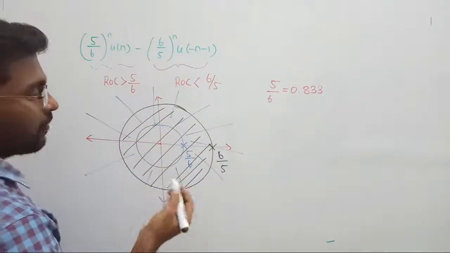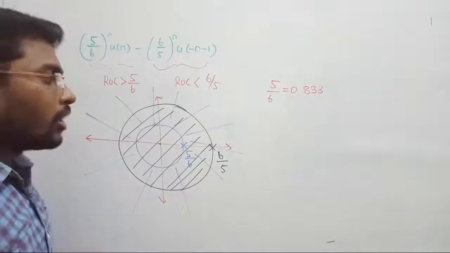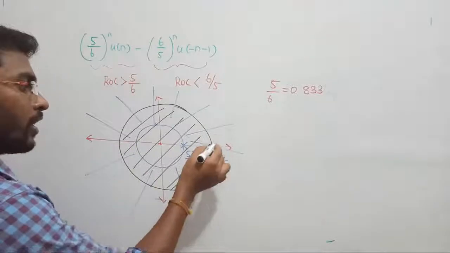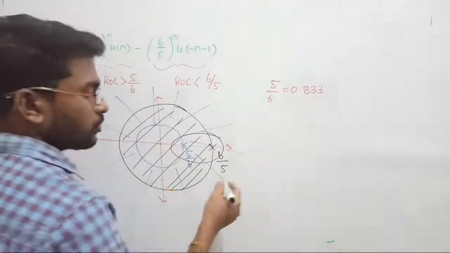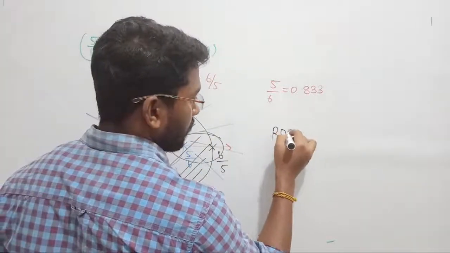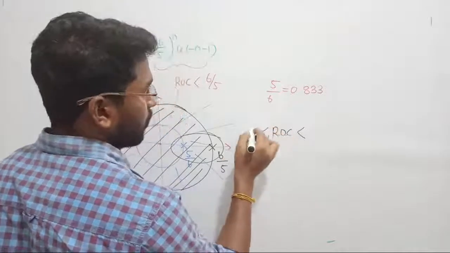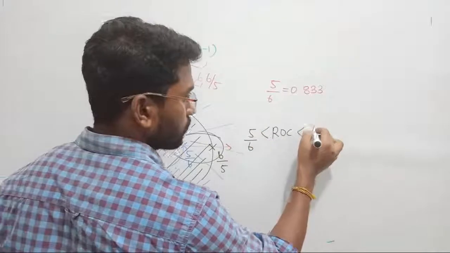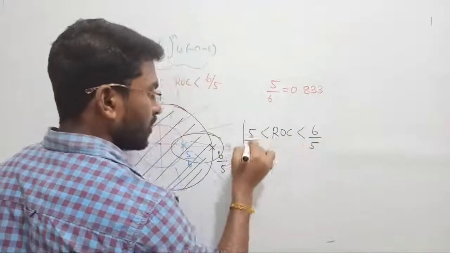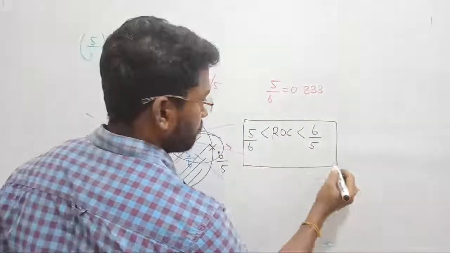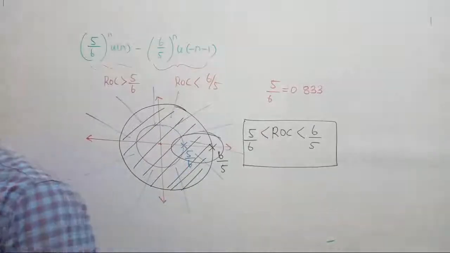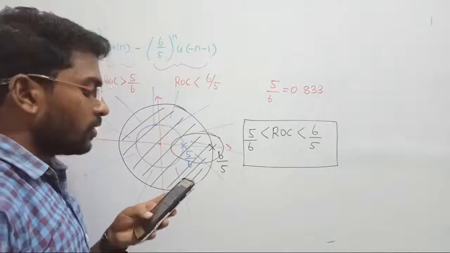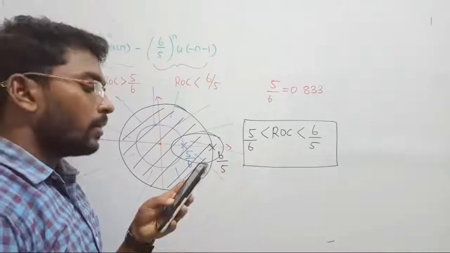Now, while having more than one pole, you will have to choose the common ROC, right? Both are overlapping. Say the overlapping portion is this one, right? So the correct answer is what? Region of convergence should be restricted in between what? We can say 5 by 6 to 6 by 5. That is the correct answer. Where is the option? Option C, right?